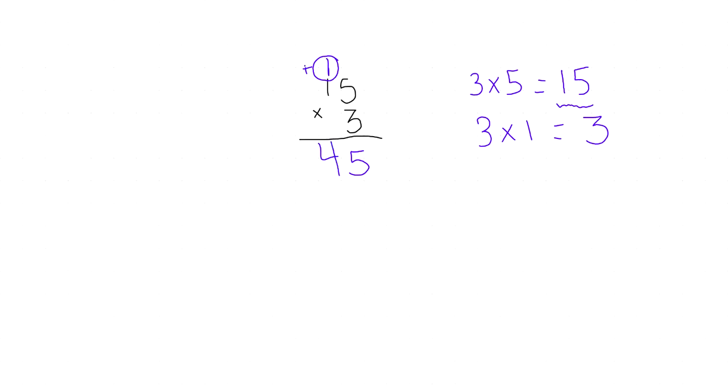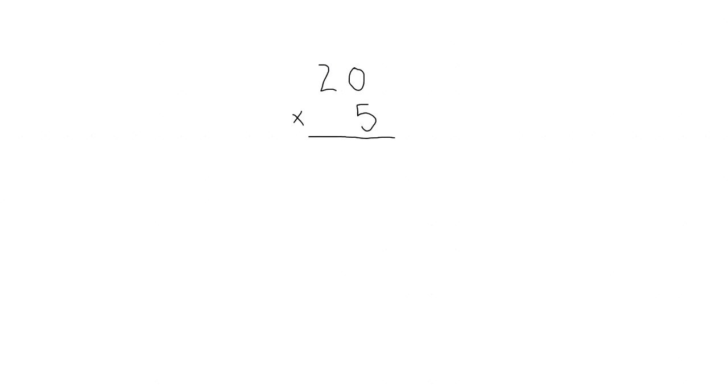Let's look at this one. 20 times 5. We go 5 times 0. 5 times 0 equals 0. That one was straightforward. And then 5, again, we work with the number in the ones. 5 times 2 equals 10.